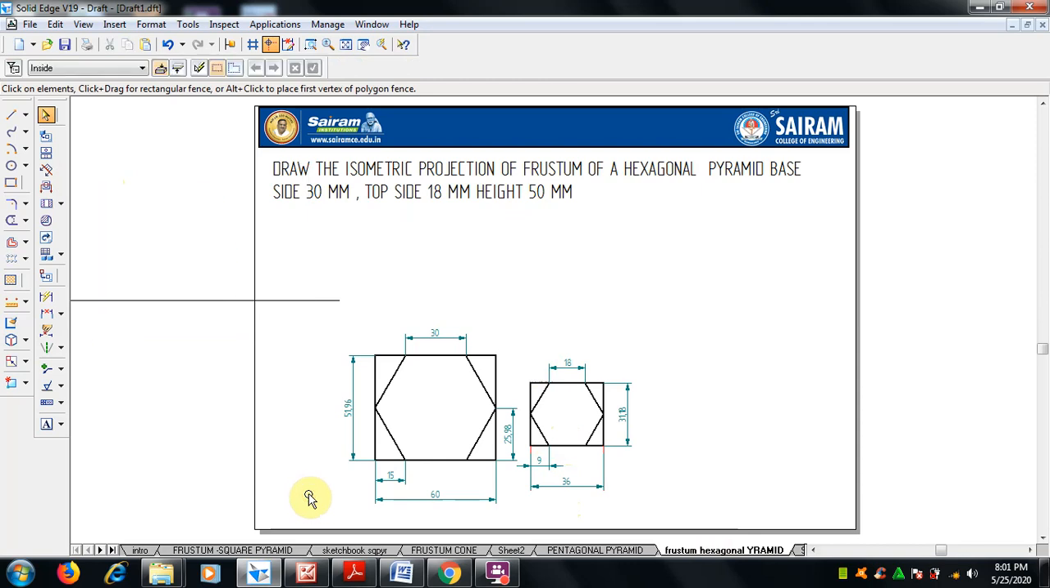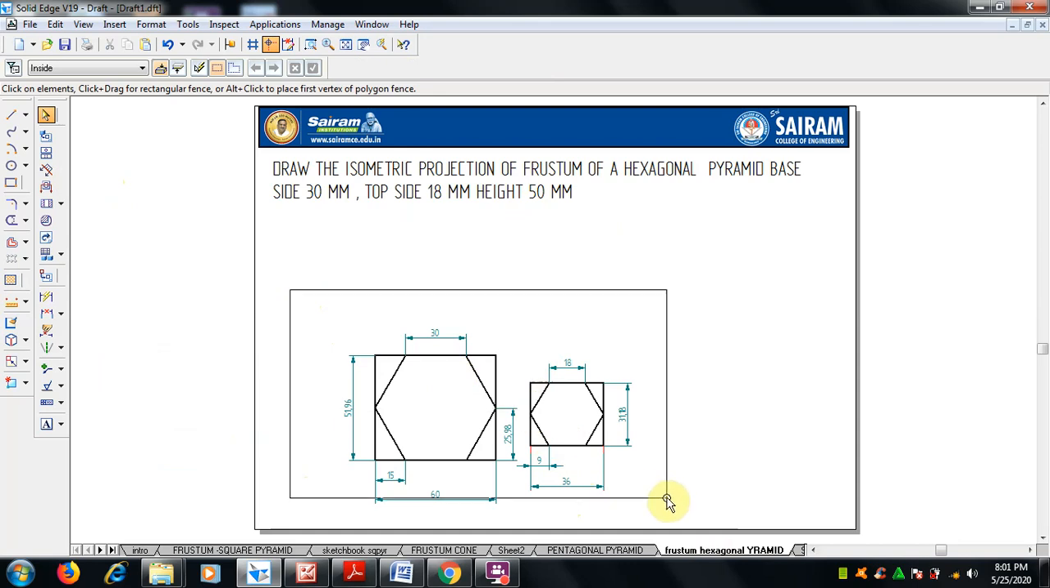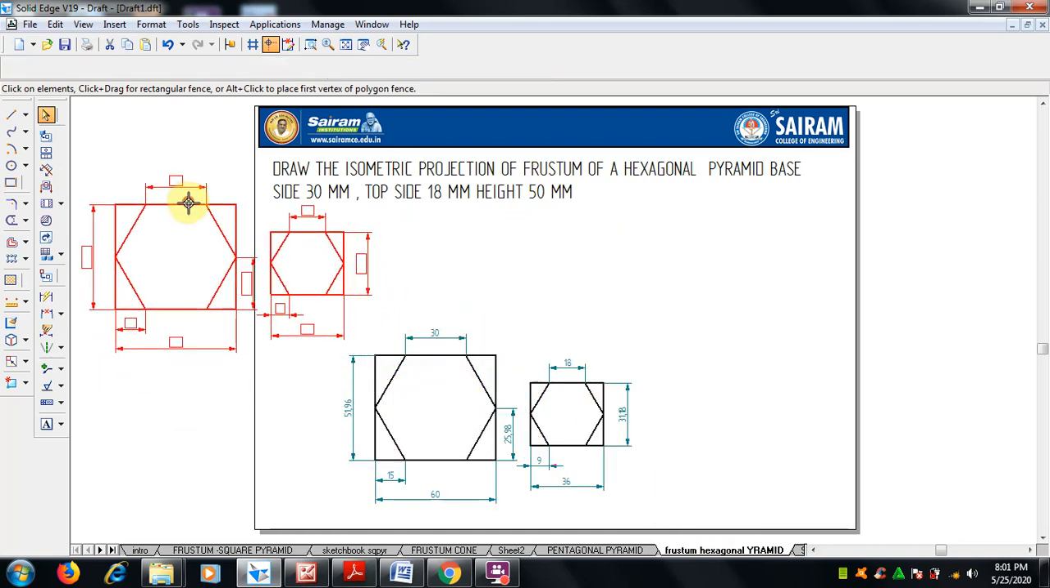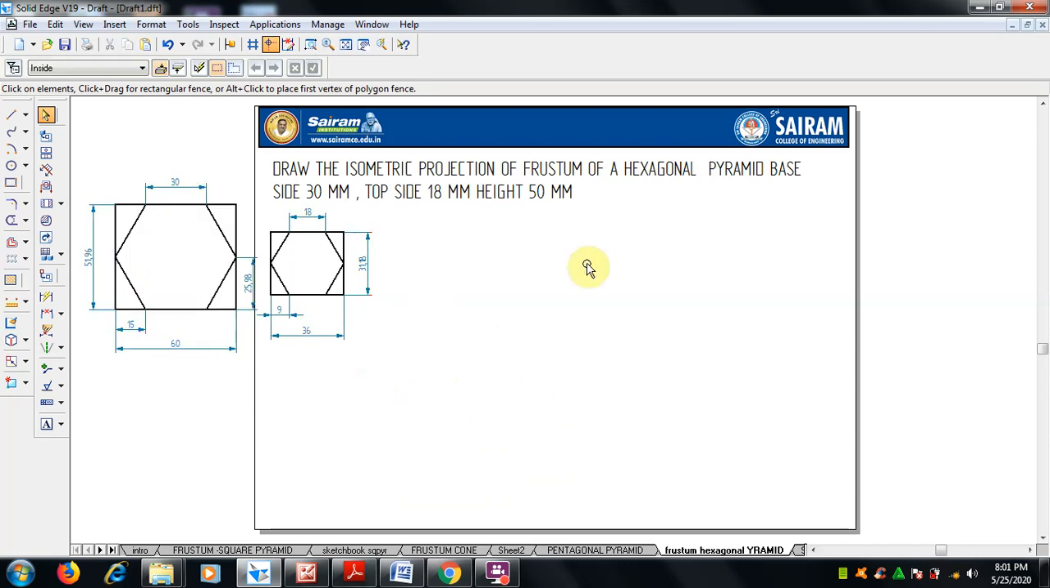Once this is done, what I am going to do now is replace this. This is needed to draw now. Okay, so draw the isometric projection of the frustum of a hexagonal pyramid, base 30 mm side, on top 18 mm, at a height of 50 mm. So first we have to draw a line.